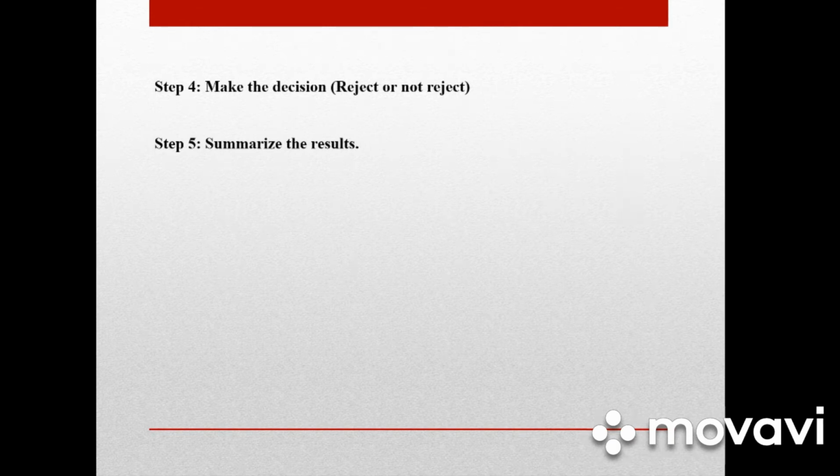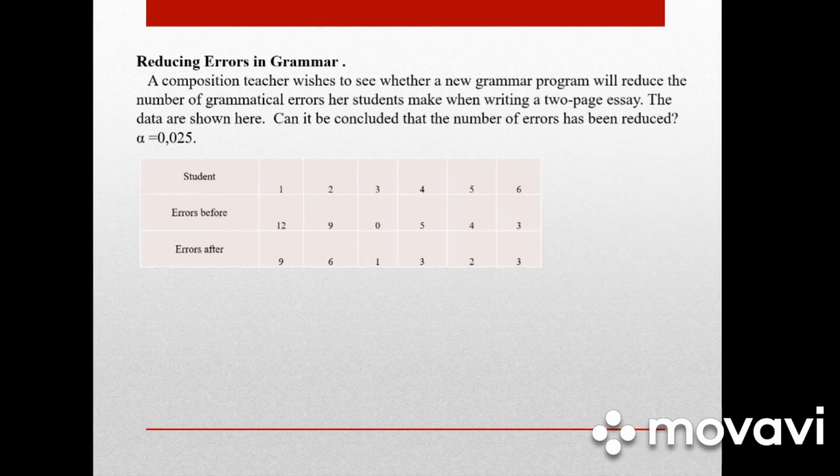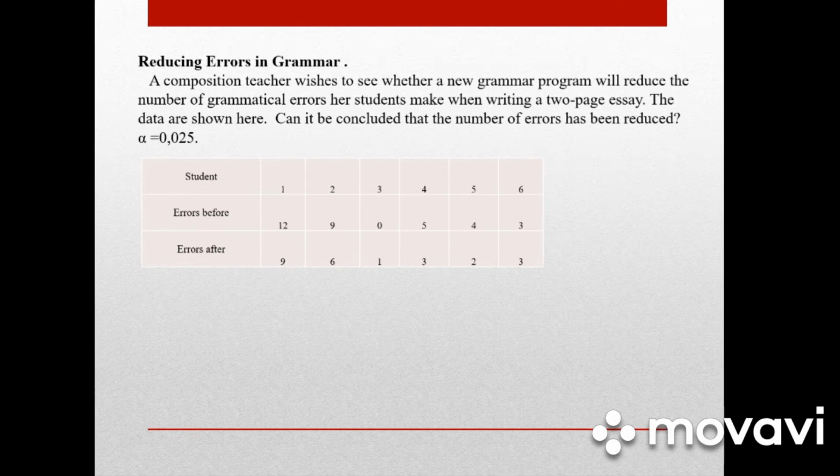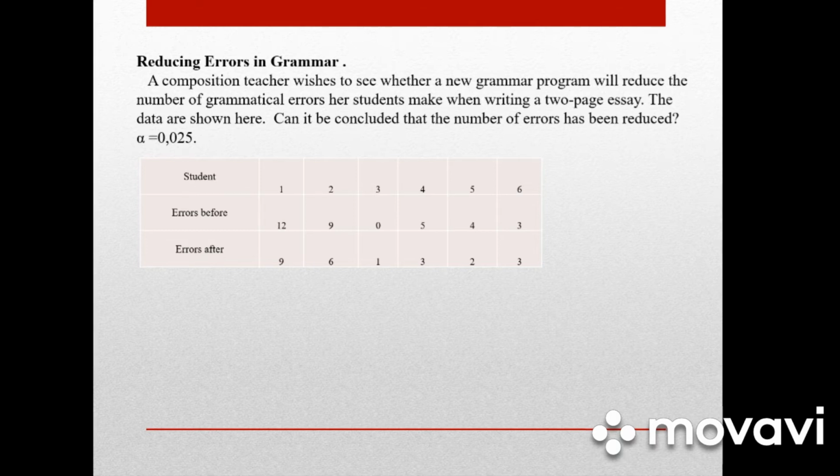Here is my example. A composition teacher wishes to see whether a new grammar program will reduce the number of grammatical errors his students make when writing a two-page essay. The data are shown here. Can it be concluded that the number of errors has been reduced? The alpha level is equal to 0.025.